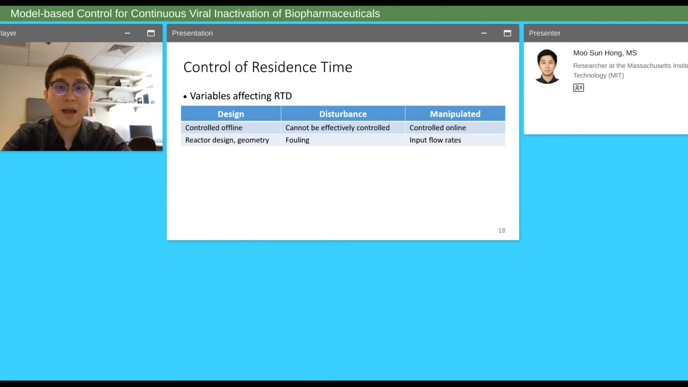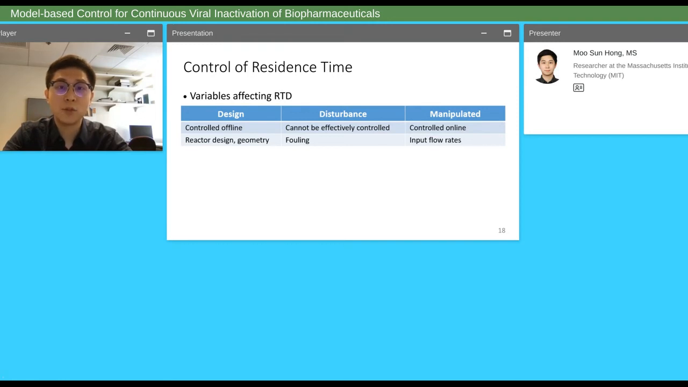This residence time distribution is affected by several variables such as reactor design, geometry, fouling, and input flow rates. And these variables can be classified into three different types. Design variables are those that can be controlled offline, like reactor design and geometry. Disturbances are those that may vary during operation but cannot be effectively controlled, like fouling. And manipulated variables are those that can be controlled online, like input flow rates.